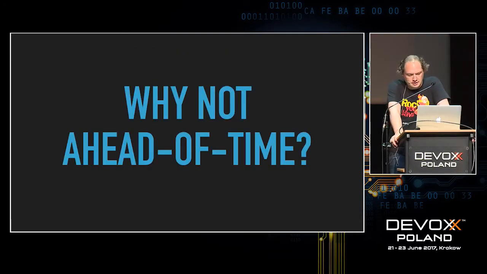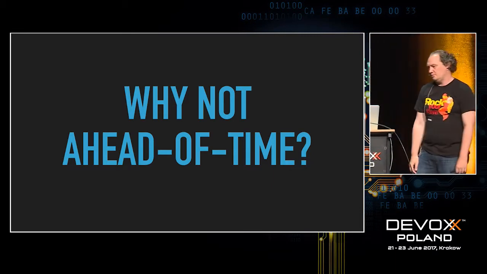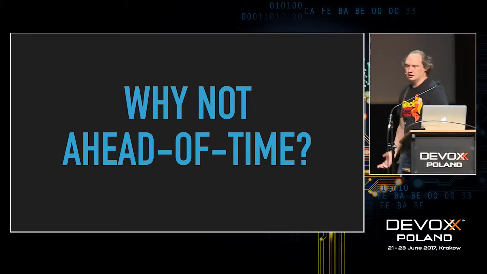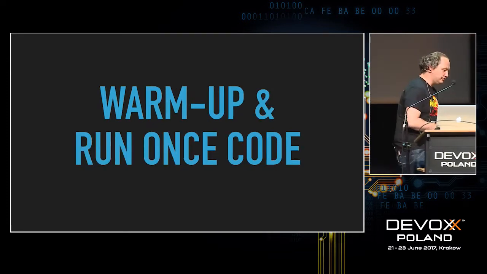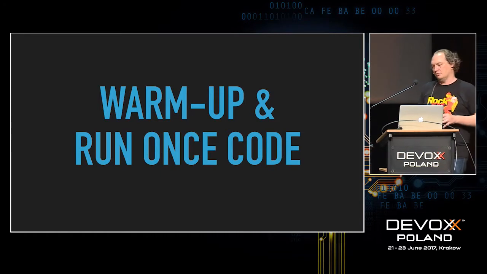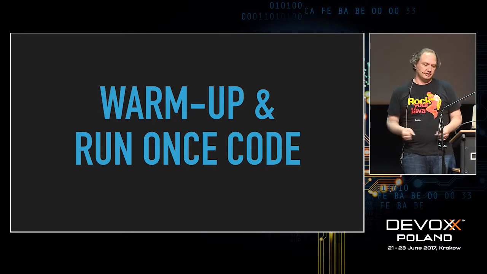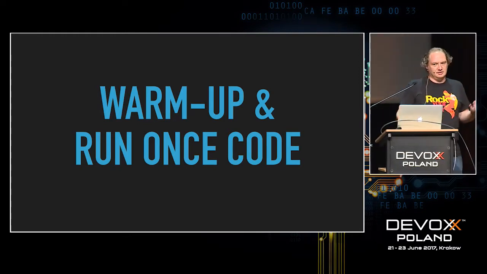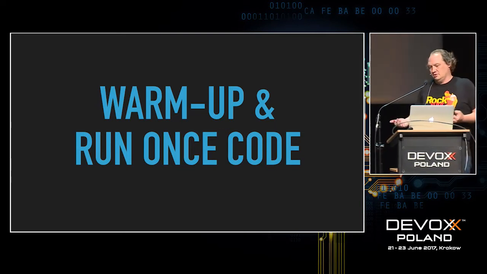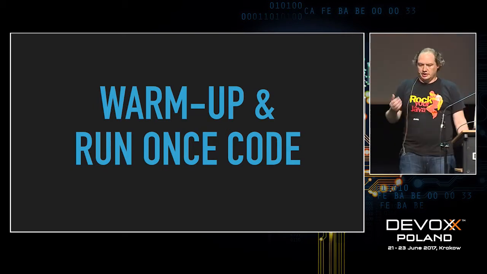Okay. That was interesting. But why just-in-time compilation? Why not ahead-of-time compilation? Wouldn't that be easier? Wouldn't that be better? Not necessarily. First off, almost any program consists of a lot of warm-up and run-once code. There's a lot of one-time cache setup or class loading or what have you. And it really happens once and that's it. It's kind of a waste to compile that if you're only going to run it once. You could just run it in the interpreter.